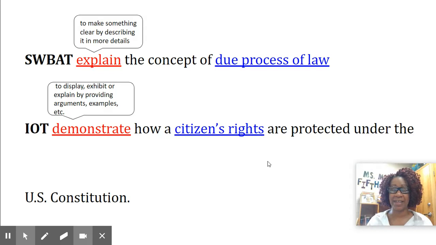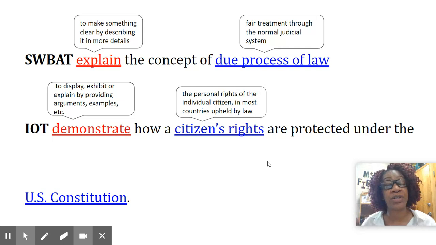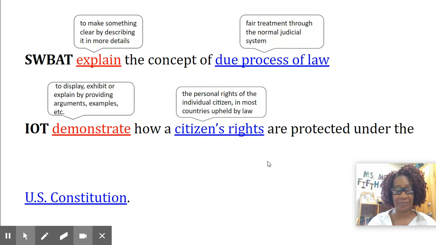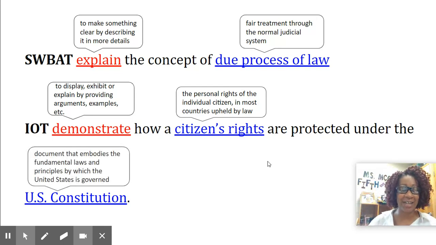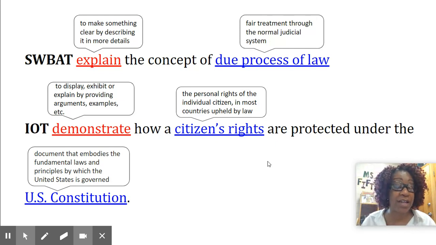So next, let's look at these special social studies words that we really need to know. The first one is due process of law. What is due process of law? Due process of law is the fair treatment through the normal judicial system. Citizens' rights. What is that? Again, the personal rights of the individual citizen, in most countries upheld by law. And lastly, the U.S. Constitution is that document that embodies fundamental laws and principles by which the United States is governed.